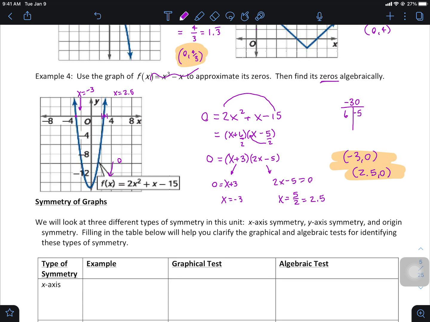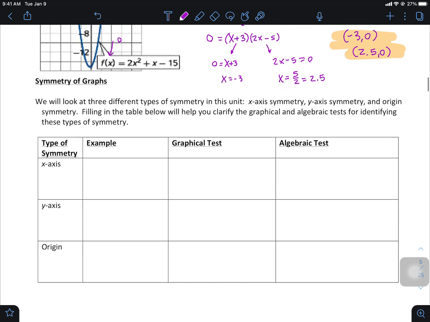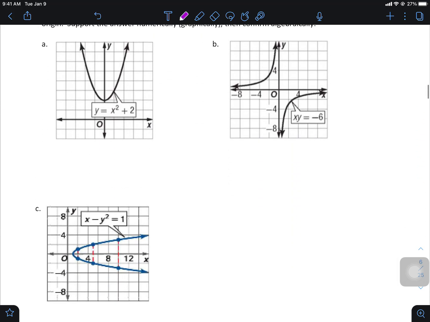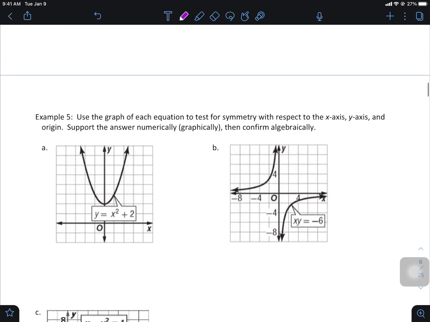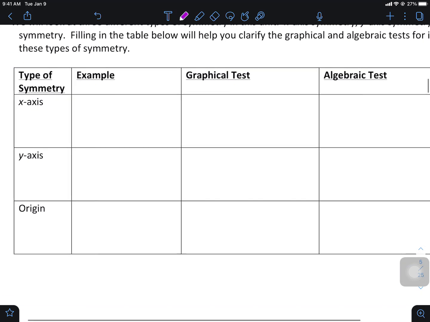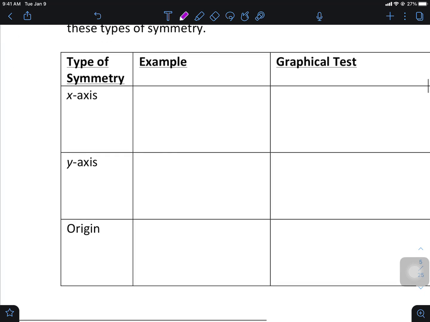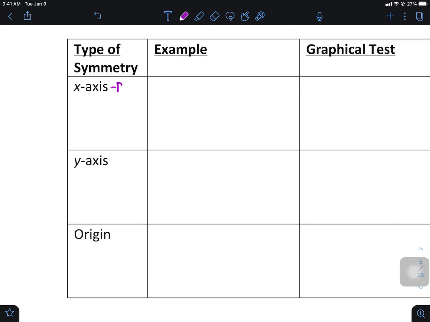So now we're going to change gears here. We're going to talk about the different types of symmetries of graphs. We'll look at graphs on the next page and determine what type of symmetry, like what line of symmetry, they have. We have certain names for ones that have x-axis, y-axis, and origin types of symmetry. The first 2 types of symmetry are reflectional based. I'll just abbreviate them. And then the last one is a rotational based symmetry.